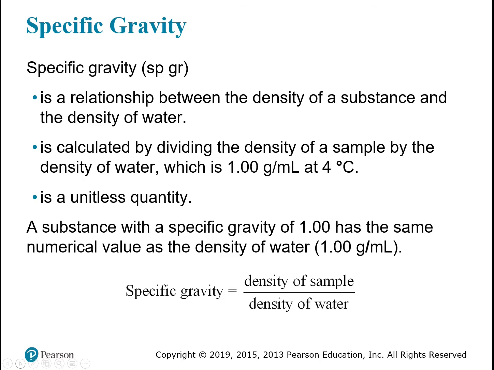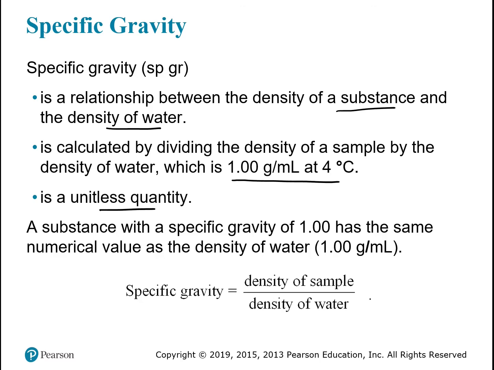Final concept. Specific gravity. It's the relationship between the density of a substance and the density of water. You divide the density of your sample by the density of water, which is 1 gram per mil at 4 degrees Celsius. And it doesn't have any units. So this is the one time where you can have a naked number and it's okay. A substance with a specific gravity of 1 means that it has the same density as the water, okay?